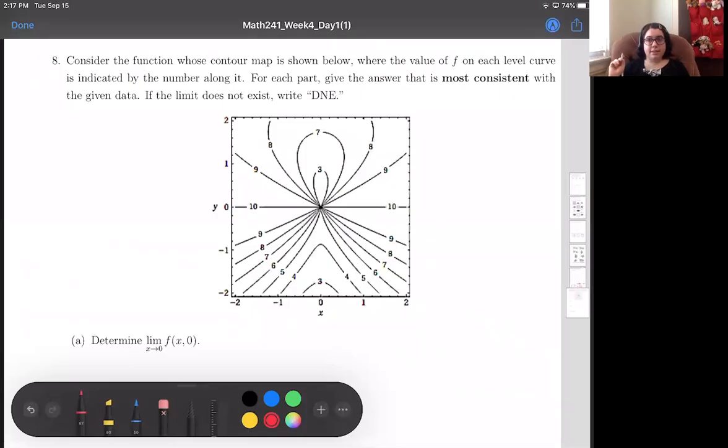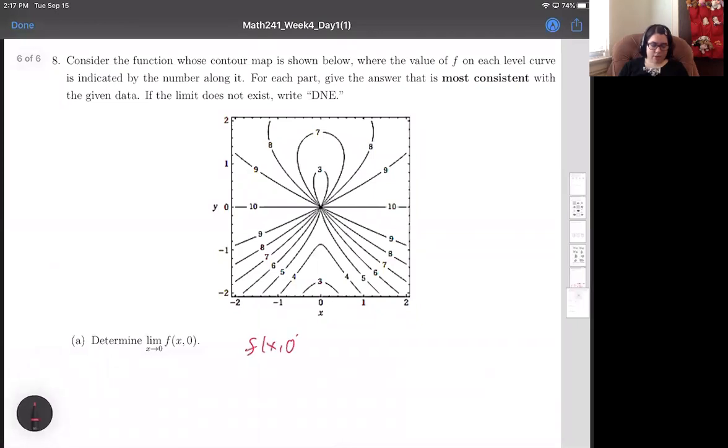Okay, let's take a look at number 8, where I've got this contour plot and I want to use that to find out some information about limits. So for this first part, part A, we want to determine the limit as x goes to 0 of f of x0. Notice that that does not say the limit as x goes to 0 of f of xy.